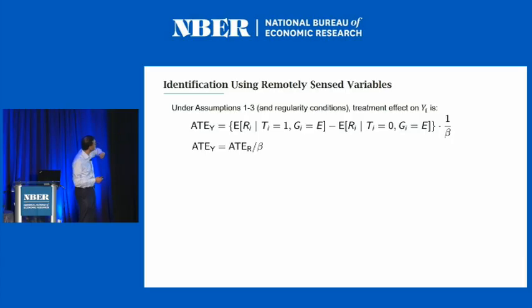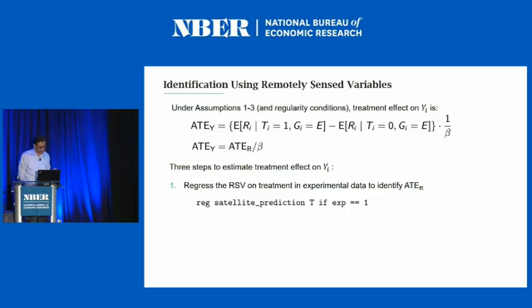The average treatment effect on Y is simply the conditional expectation of R in the treated condition minus the conditional expectation of R given that you're in the control condition, rescaled by 1 over beta. So in other words, the average treatment effect on Y is just the average treatment effect on the remotely sensed outcome, your satellite image prediction, divided by beta, which is the link between Y and R. All right, so I'll give an applied intuition for this in a second, but again, let me just show the very simple way in which one can implement this estimator in the linear case.